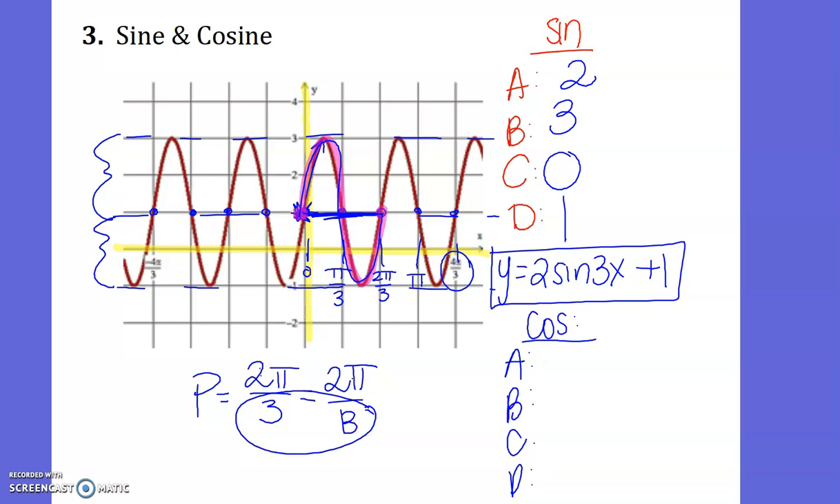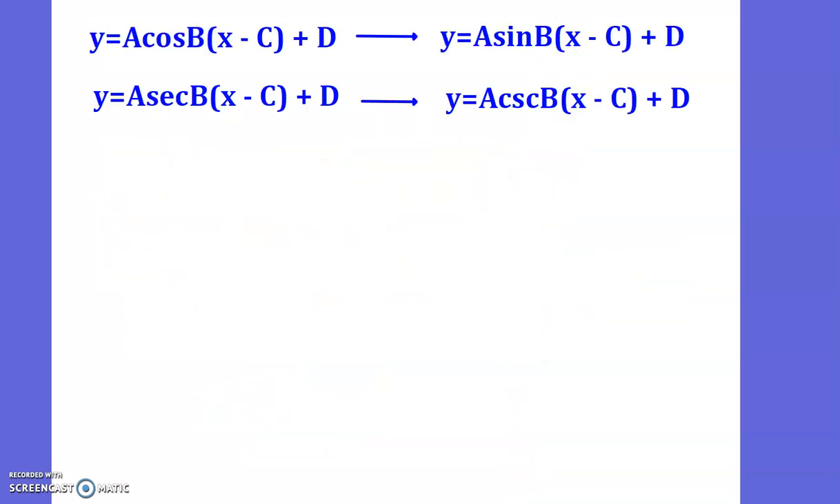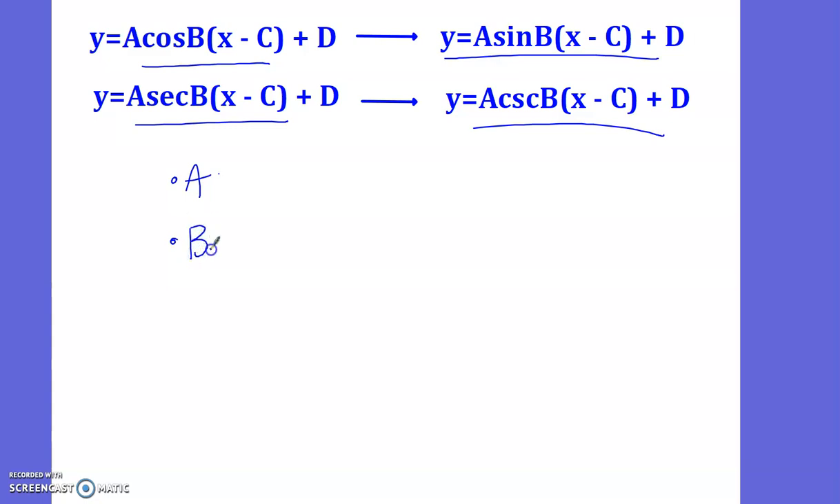So, real quick, little sidebar. What changes when we go to graph from a cosine graph to a sine graph, or a secant graph to a cosecant graph, or vice versa? So let's talk about A, B, C, and D. A is all about the amplitude. The sign could change. So the number will not change, but the sign, positive or negative, could change. Could. It's all based on your starting point.